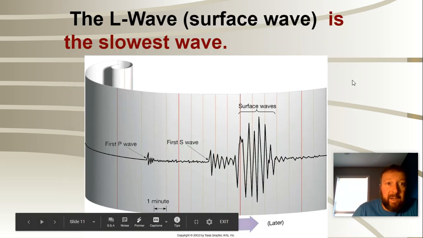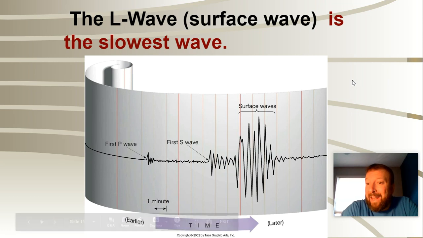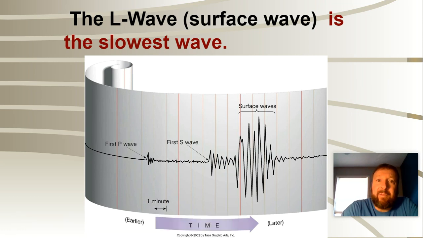The third is the L wave, which we call the land wave, but it's not a body wave. It doesn't go through the interior. It only occurs at the surface. Because it occurs at the surface, it's the most destructive wave. It is at the surface moving material up and down, and it ends up moving the slowest.